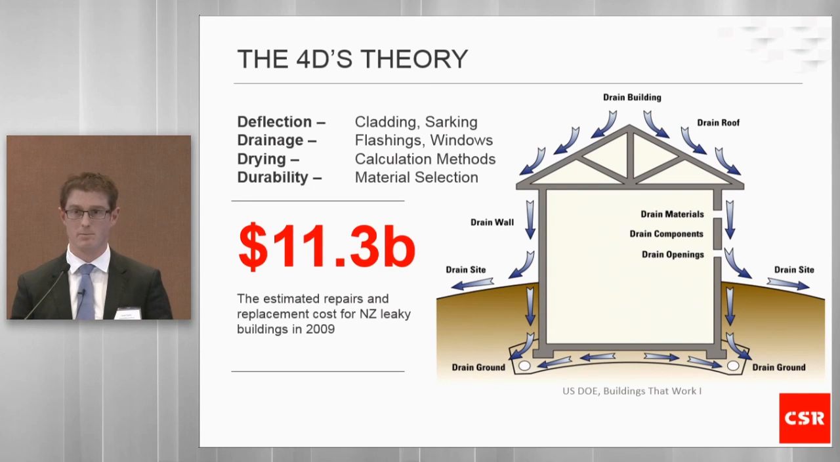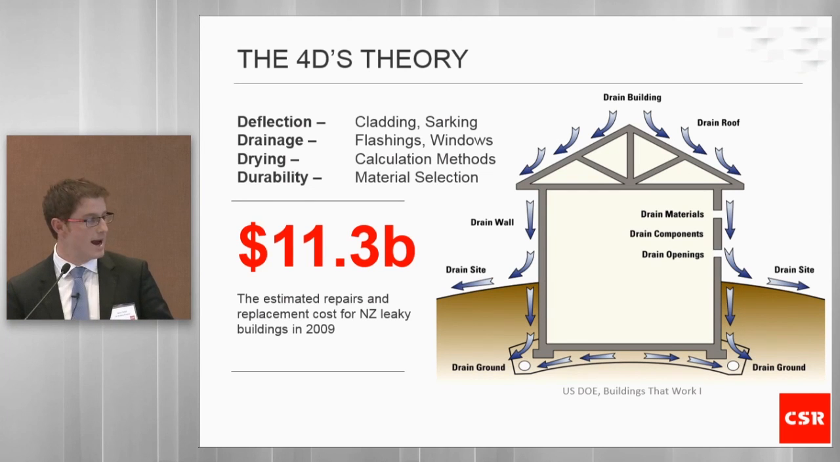And from this mistake, they came up with a new design philosophy. It was called the 4Ds theory, and it's about deflection, drainage, drying, and durability. So deflection and drainage is all about using cladding materials, sarkings, to deflect and drain liquid water or rain, and building in drying capacity, so the drying mechanisms, whether that be ventilation or using breathable, vapor-permeable products, and selecting materials that are durable and can actually withstand the amount of moisture which they'll be subject to.